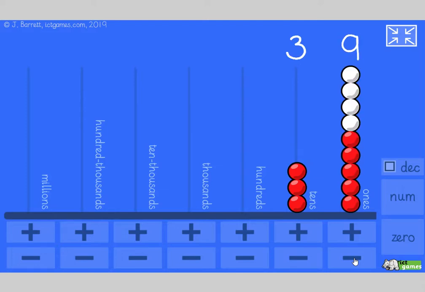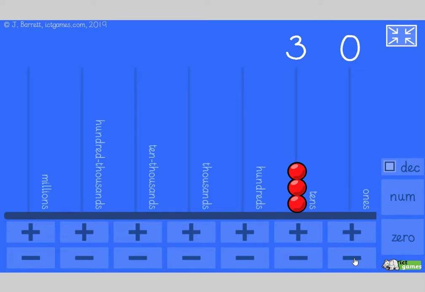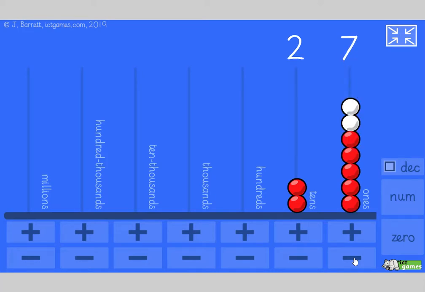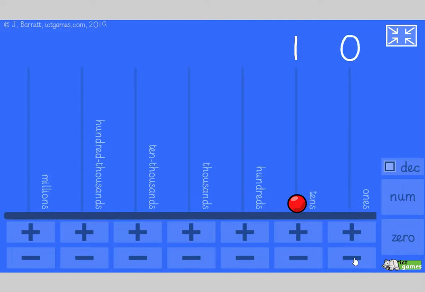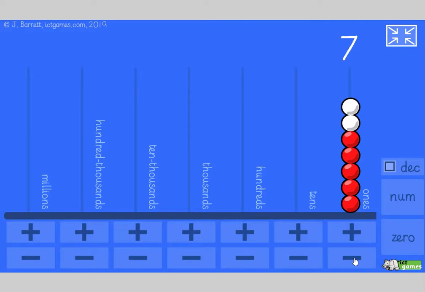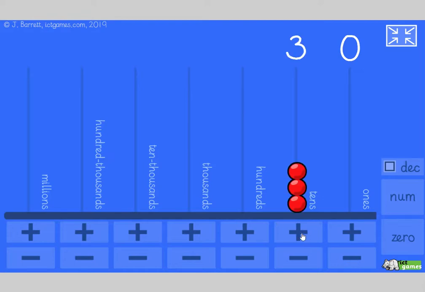Counting backwards from 41. 41, 40, 39, 38, 37, 36, 35. Join in. 34, 33, 32, 31, 30, 29, 28, 27, 26, 25, 24, 23, 22, 21, 20, 19, 18, 17, 16, 15, 14, 13, 12, 11, 10, 9, 8, 7, 6, 5, 4, 3, 2, 1, 0. Fantastic.